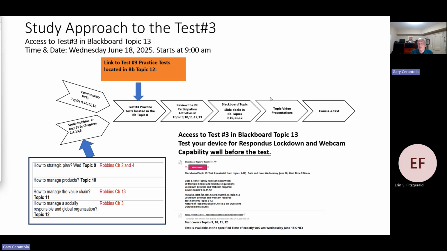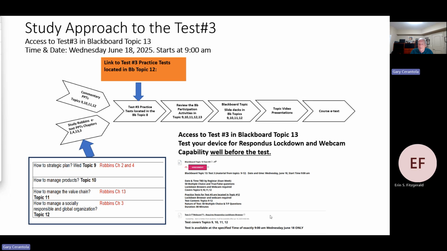And again, here's the approach. There's 1, 2, 3, 4 chapters in the Robbins e-text that you should look at. Again, practice tests are seen, sorry, that should be topic 12. All right, in topic 12, this is a misprint right here. And the thing is, review all the participation activities, even in topic 13, even though the content of topic 13 will not be in the test. Look at those slide decks in Blackboard, for topics 9, 10, 11, and 12. And then the video presentations there for clarification. The course e-text, again, is if you've missed something and all these other precursor items, then, read the test.